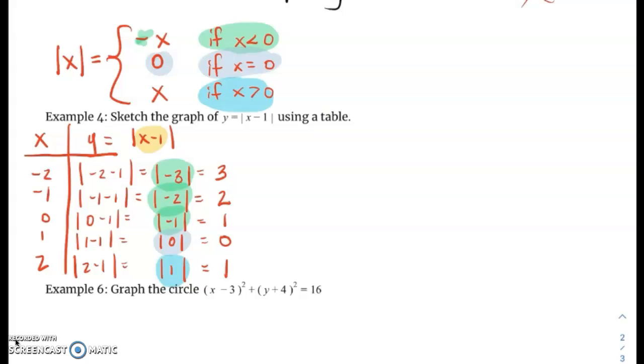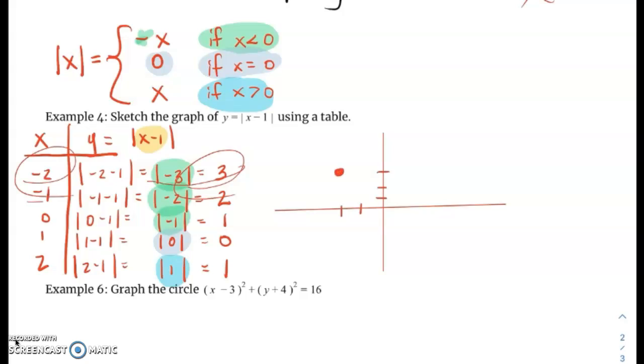And it says sketch a graph. If you remember graphing these in Algebra 2, they do make a V shape. So you can think of these as ordered pairs: negative 2, 3. Plot a point. Negative 1, 2. Plot a point. 0, 1. Plot a point there. 1, 0. That's right 1, up 0. And then 2, 1. That's right 2, up 1. So you can see this does make a V shape.